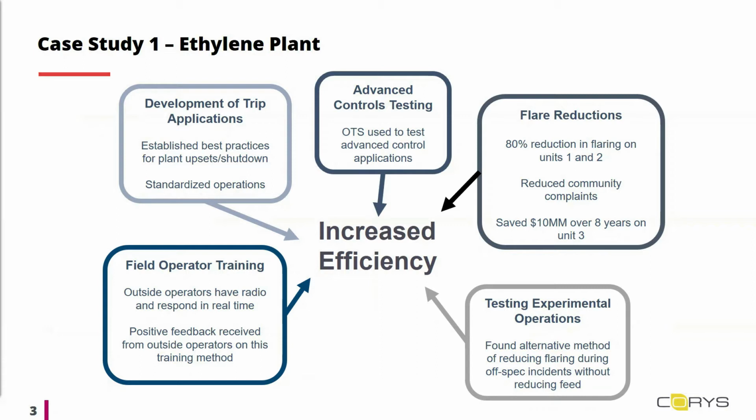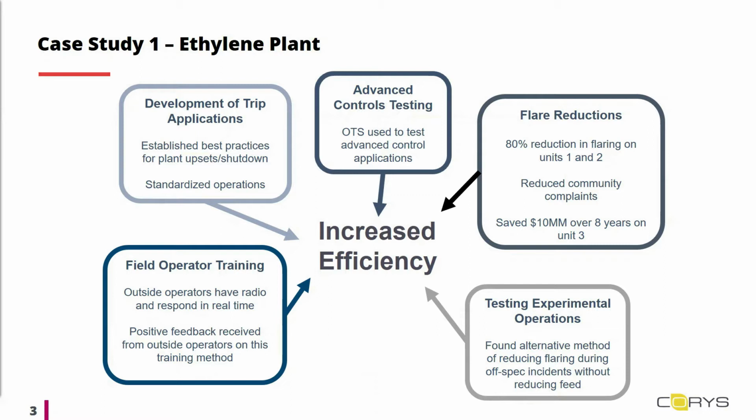And one example of this is in the client's flare reductions. Over the course of a year and a half, various changes to startup and shutdown procedures were tested on the simulator for reducing flaring. This allowed their problems to be identified and worked out in a controlled fashion, which would not have been possible to test using the real plant.